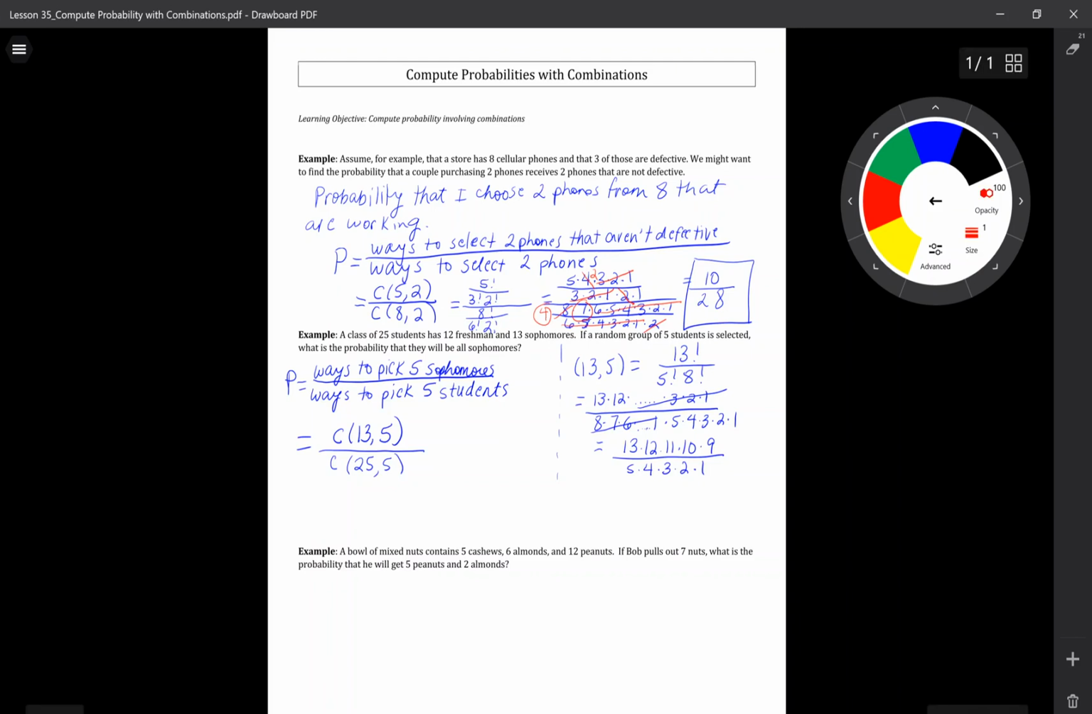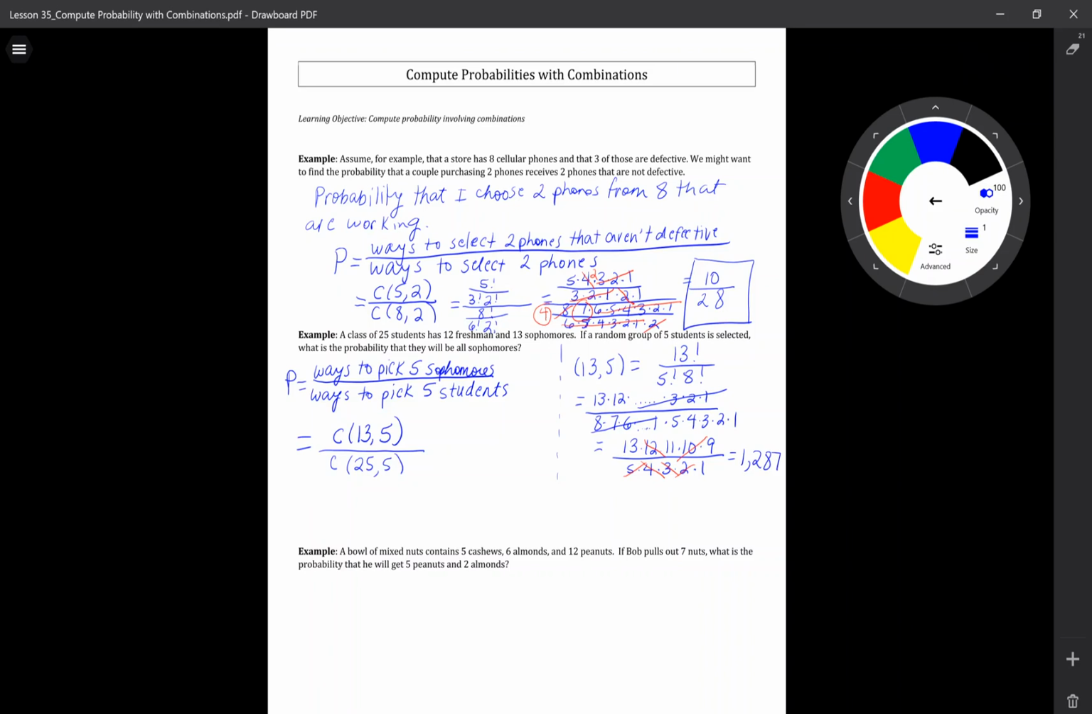Okay, let's see how I can simplify this a little bit. I can see that if I cancel out this 5 and this 2, that's 10. So I can cancel out that 10 here. And then if I cancel out 4 and 3, well, 4 times 3 is 12, so I can cancel that out there. So I have 13 times 11 times 9 over 1, and that is 1,287.